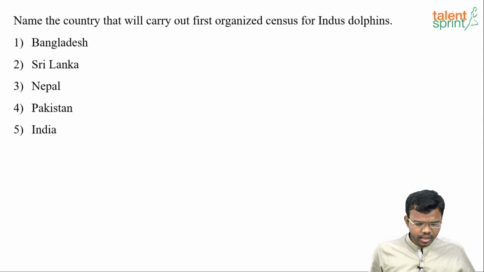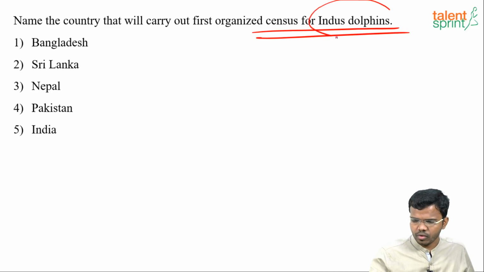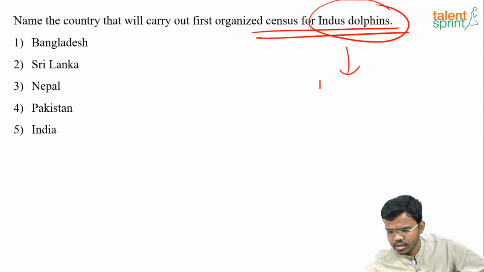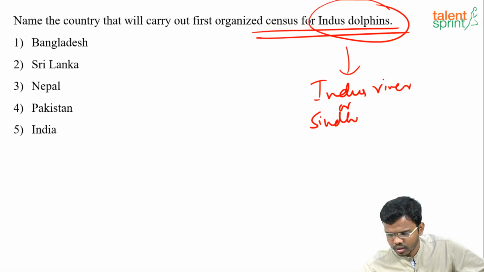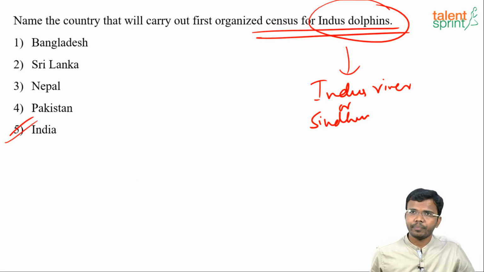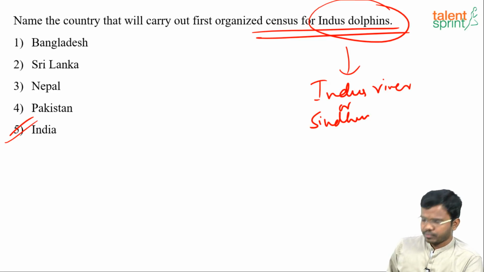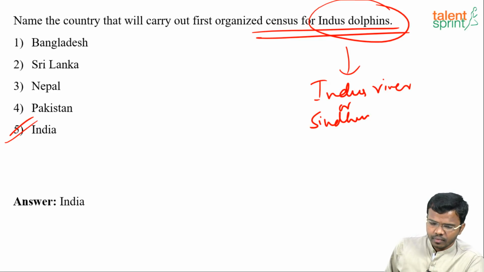Name the country that will carry out first organized census for Indus dolphins. Indus dolphins are particularly famous in the Indus River or Sindhu River. Punjab was the first state, so India is the right answer.